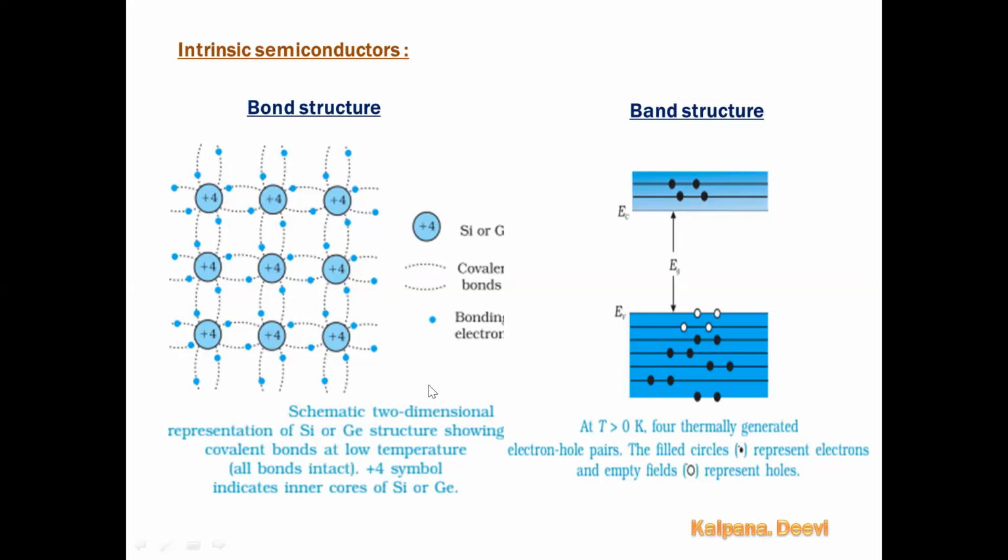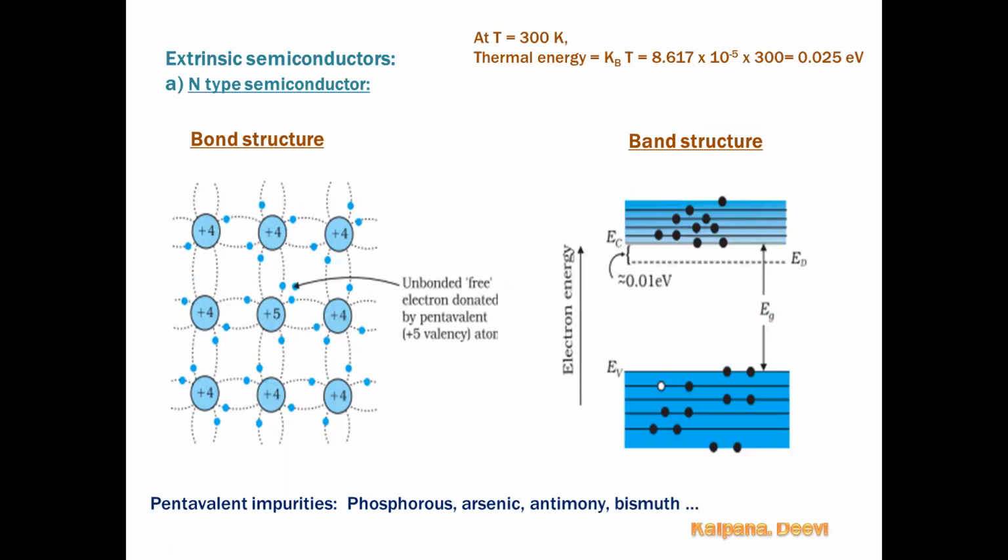Now we go with extrinsic semiconductors. Here, extrinsic semiconductors are classified into two types, N-type semiconductor and P-type semiconductor. First, we go with N-type semiconductor. These are impure semiconductors.